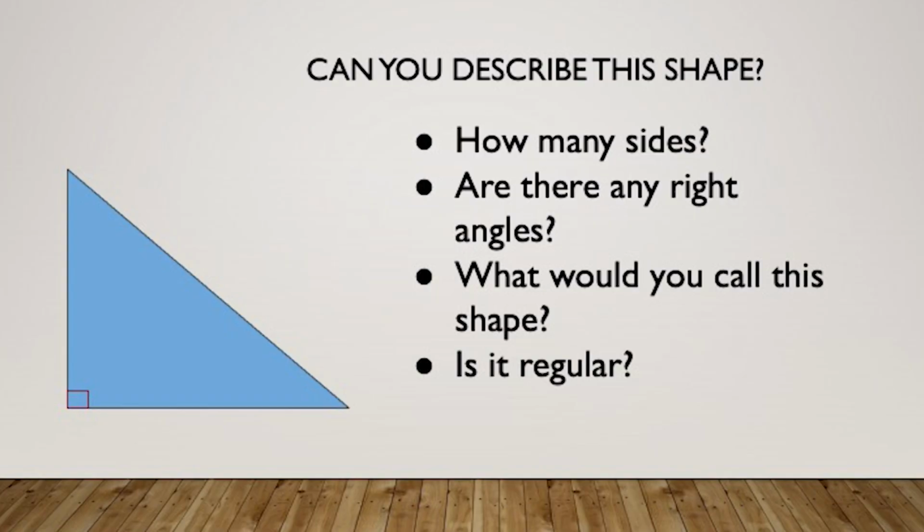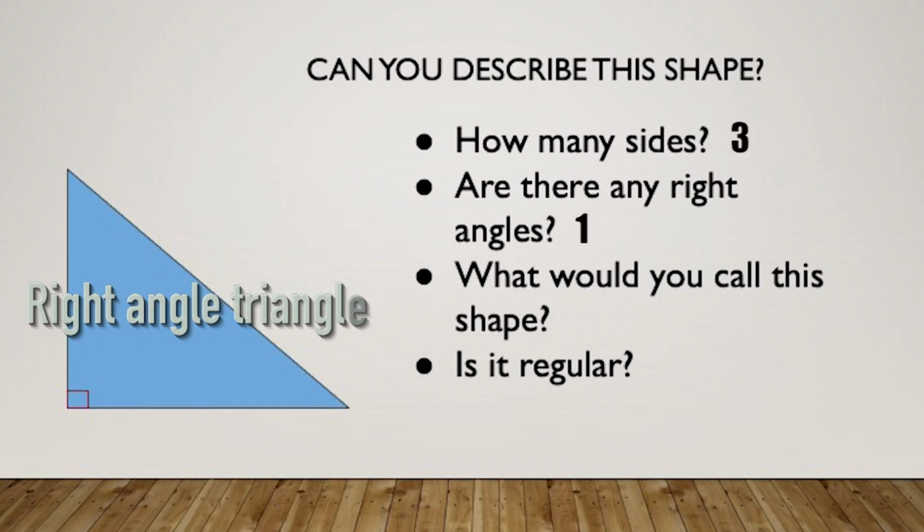Let us look at this shape. How many sides does it have? Also 3. Are there any right angles? I'm seeing 1. Are you? Awesome. Indeed, there is 1 right angle. What would you call this shape? A right angled triangle. And finally, is it regular?